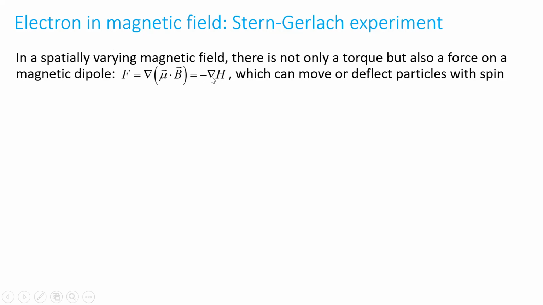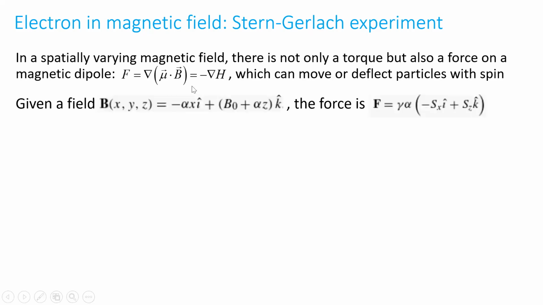or H. So the force is going to always move the particle towards lower energy, because the gradient points in the direction of higher H and the minus gradient points in the direction of lower H. So this force acts to minimize the magnetic potential energy minus mu dot B. So this force can act to move or deflect particles with spin. Okay, so let's take an example.